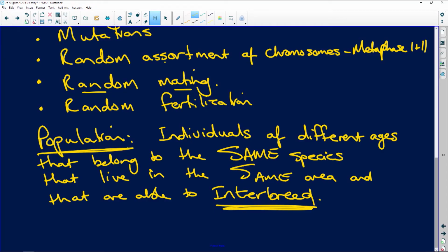So a population is individuals of different ages that belong to the same species, that live in the same area, and because they live in the same area, they're able to interbreed. Think about when we have geographical isolation: you've got one population that is split into two populations. Then you end up with a new species that develops, because that's part of speciation. So you must know what a population is. All right, now let's go to our question.